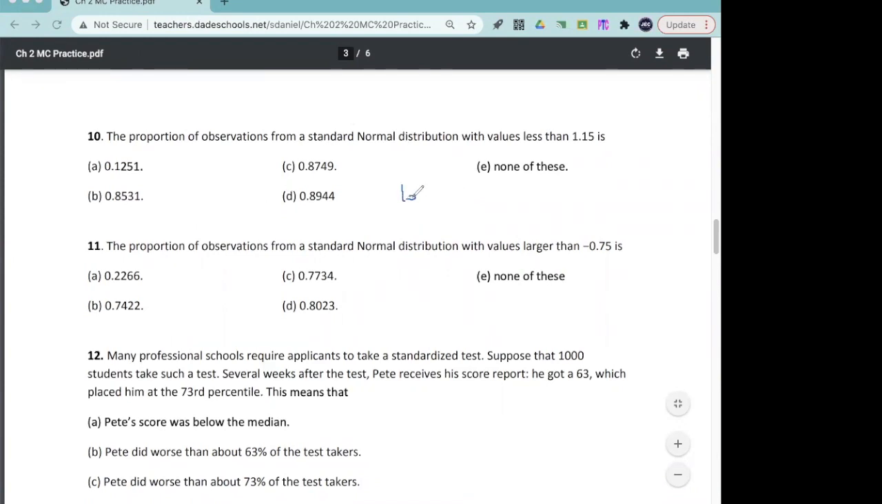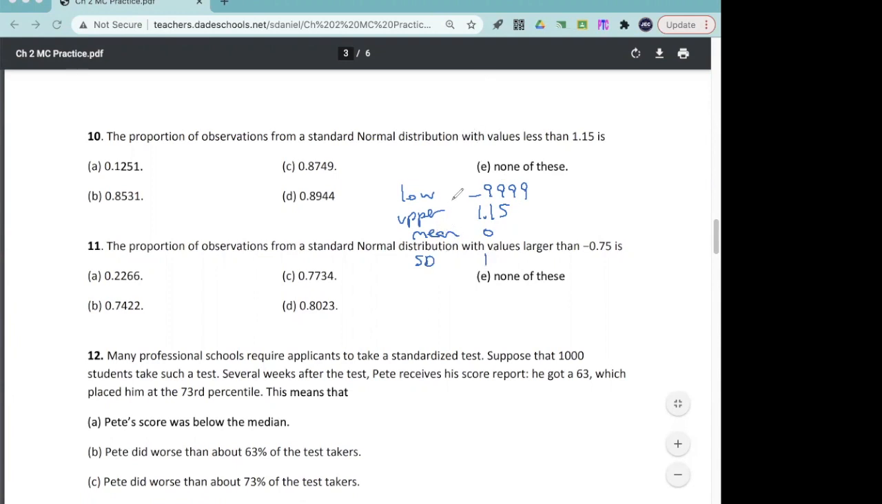Okay, for number 10, also, this is just regular Z. So the lower will be negative 999, maybe that. The upper will be 1.15, but this time the mean will be 0, and the standard deviation will be 1. That's just your standard normal curve. And the answer will be given to you with a proportion.